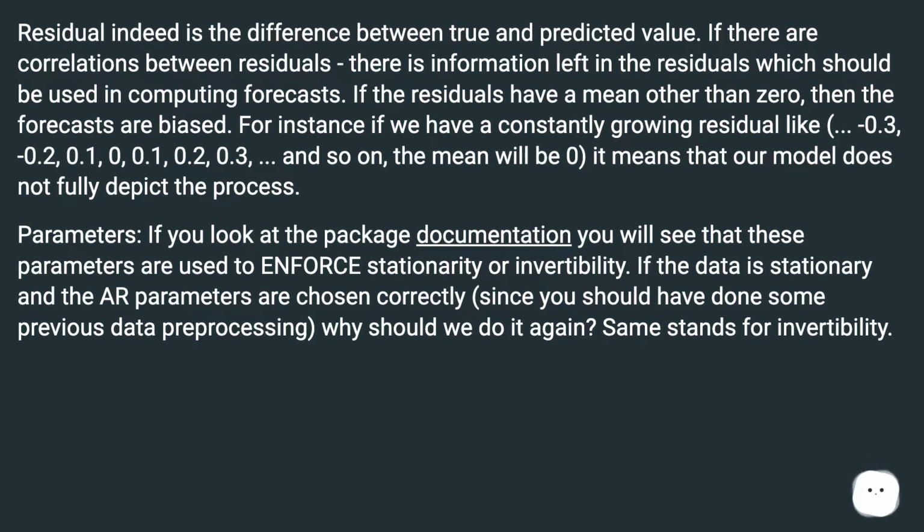Parameters. If you look at the package documentation, you will see that these parameters are used to enforce stationarity or invertibility. If the data is stationary and the AR parameters are chosen correctly, since you should have done some previous data preprocessing, why should we do it again? The same stands for invertibility.